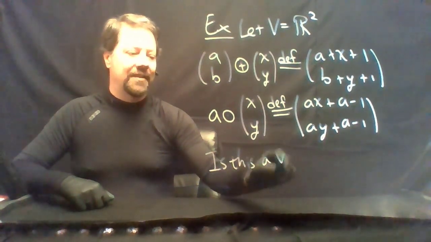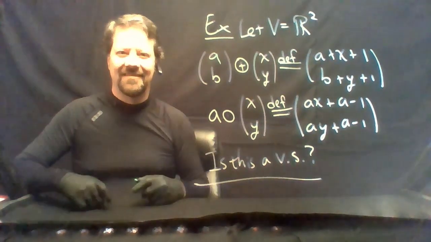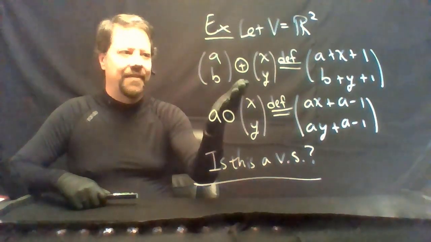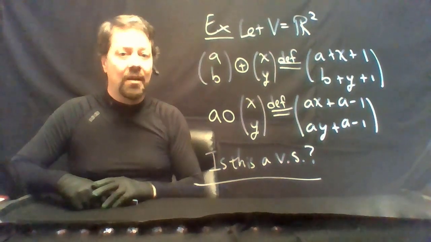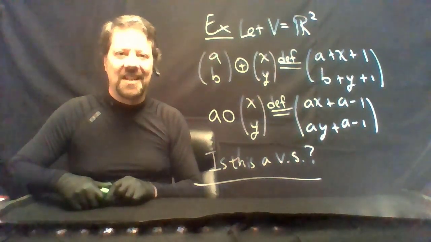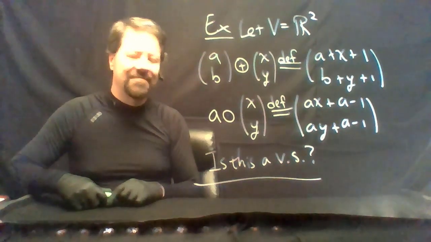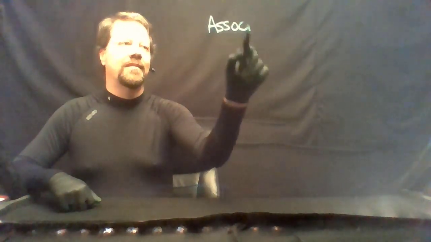Is this a vector space? First, note that this definition of vector addition and this definition of scalar multiplication are both closed. They satisfy the closure laws. That gives us 2 of the properties right away. We have to check the remaining 8 properties. Let's begin with the Associative Law.